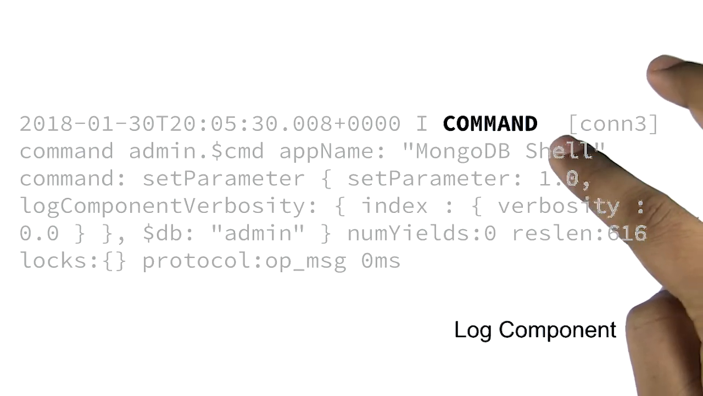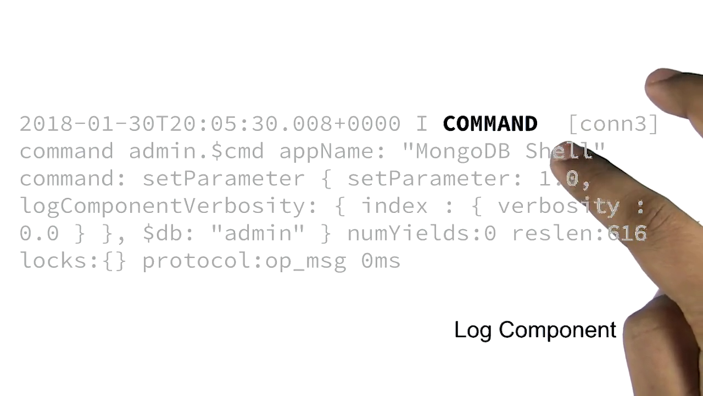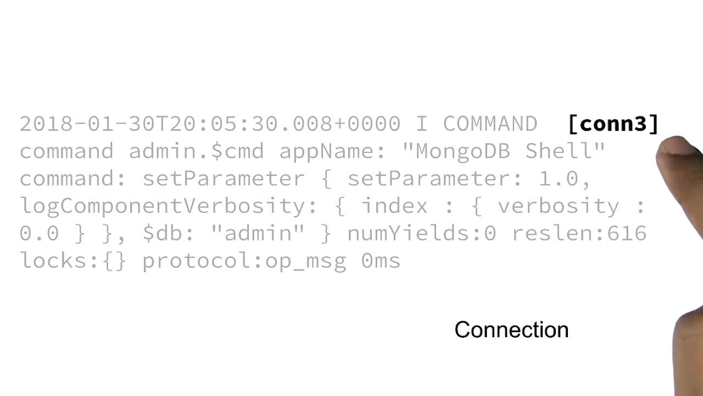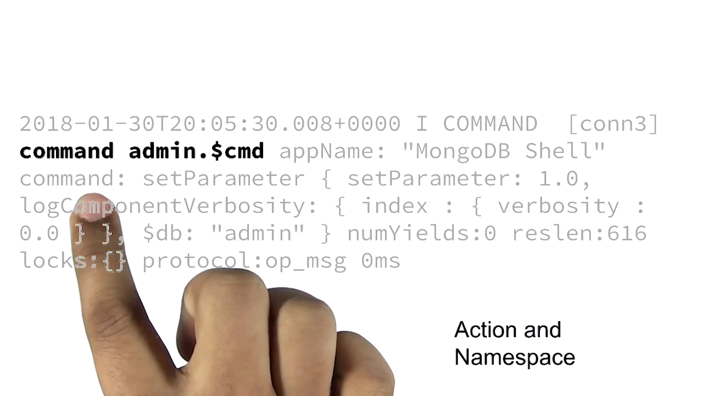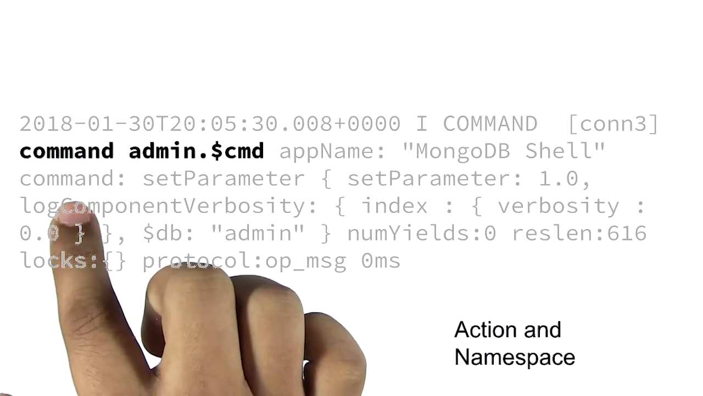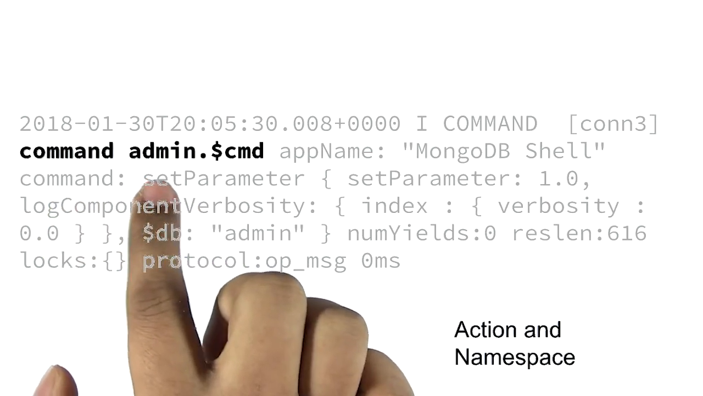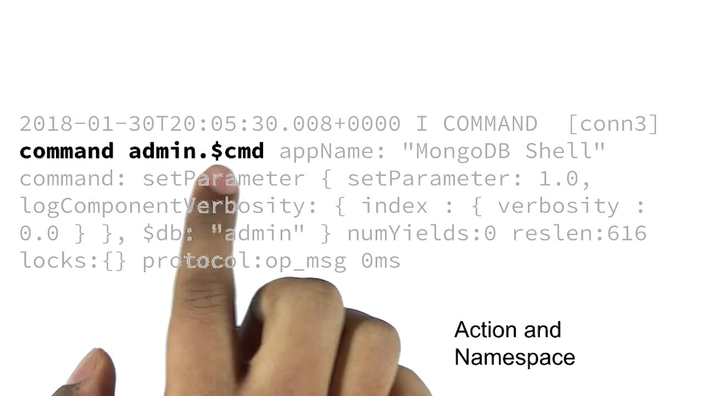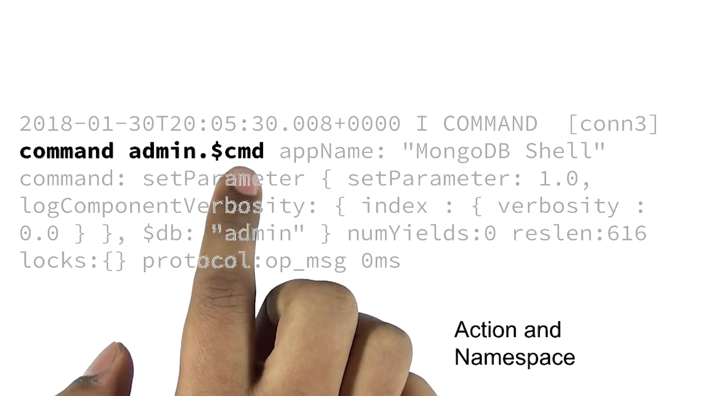Next, we have the actual log component that the operation falls under. In this case, the operation is a command. We can also see the connection that the event occurred on. Connections are incremented and unique, so any events initiated by a specific connection are likely from the same client. We have more specific information on the event. We have a command action that was executed on the admin database. The $cmd indicates that this was a database command.